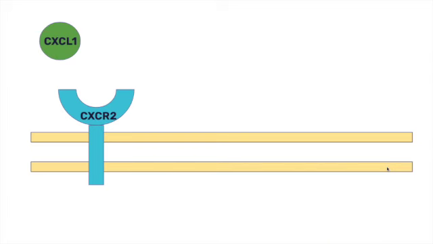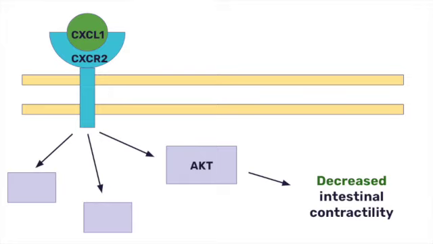Let's consider the AKT inhibitor now. But what's the role of AKT in the first place? So we know that CXCR2 is a receptor for CXCL1. When CXCL1 binds, it triggers 3 signaling pathways. Our current focus is on the AKT pathway, which ultimately leads to decreased intestinal contractility. Our hypothesis is that if AKT is involved in decreasing intestinal contractility, then using an AKT inhibitor should act as a CXCR2 antagonist, which would then prevent this decreased intestinal contractility.